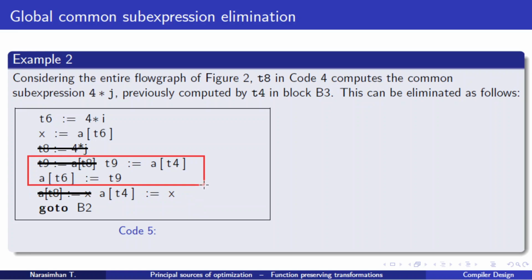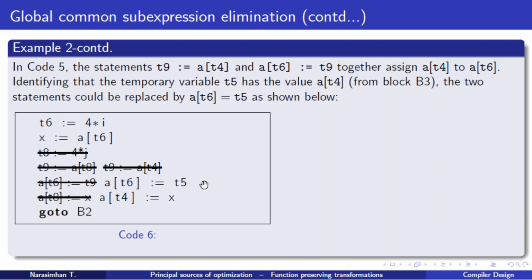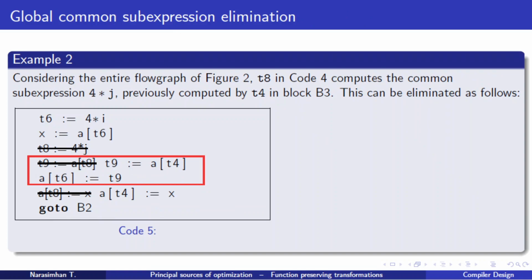Now if you concentrate on these two statements, you find that after these statements are executed, A of T6 is going to get the value of A of T4. Why is this true? Because the first statement assigns the value of A of T4 to T9, the second statement assigns T9 to A of T6. So in essence, A of T6 is getting the value of A of T4. These two statements can now be replaced as A of T6 equal to A of T4. There is one more optimization that we can achieve here. Let me show what that is.